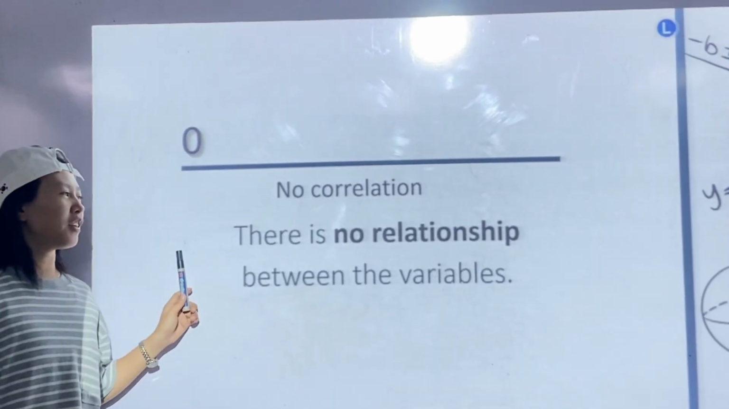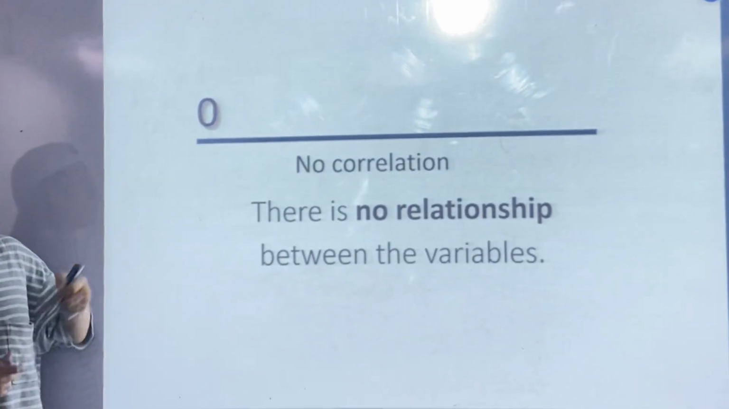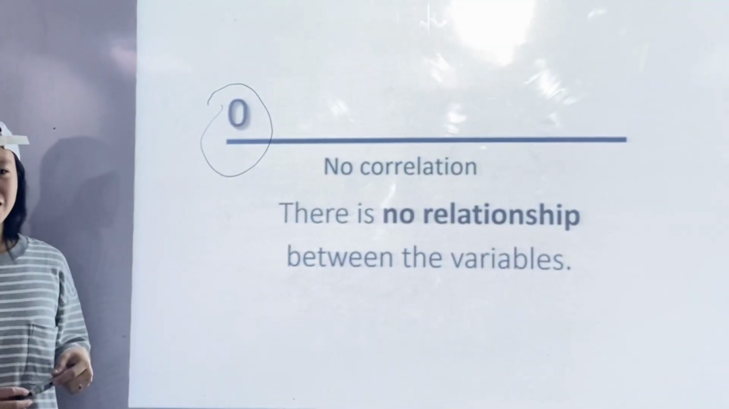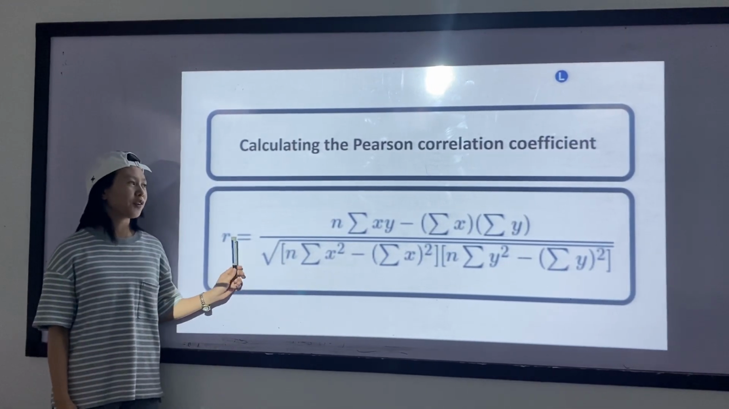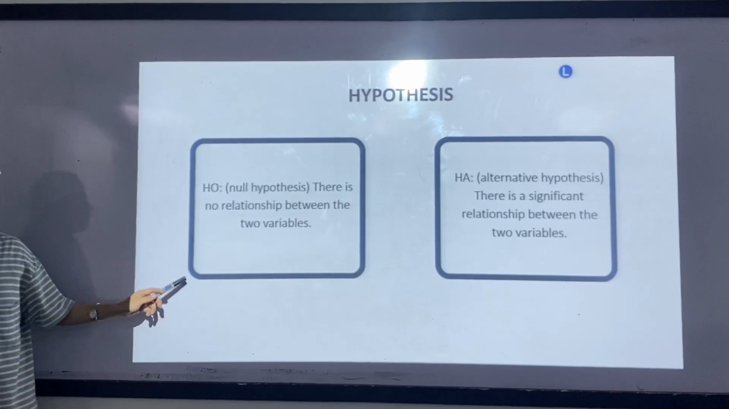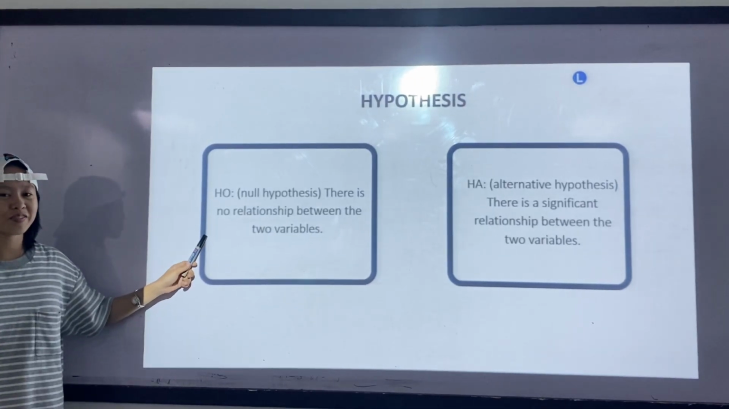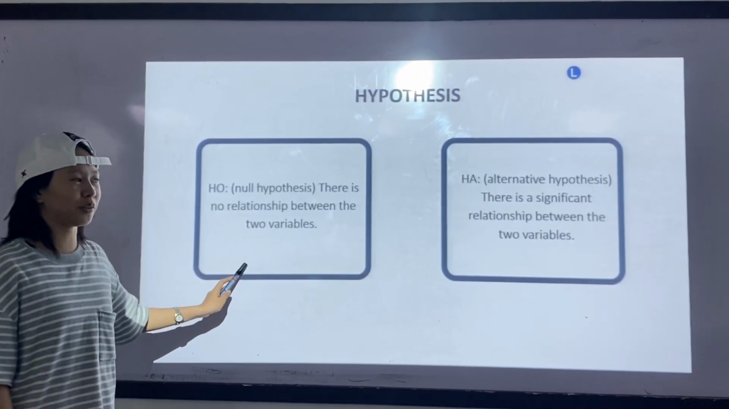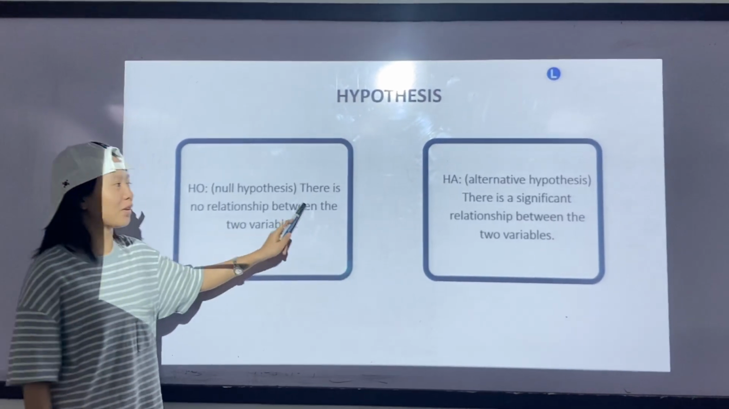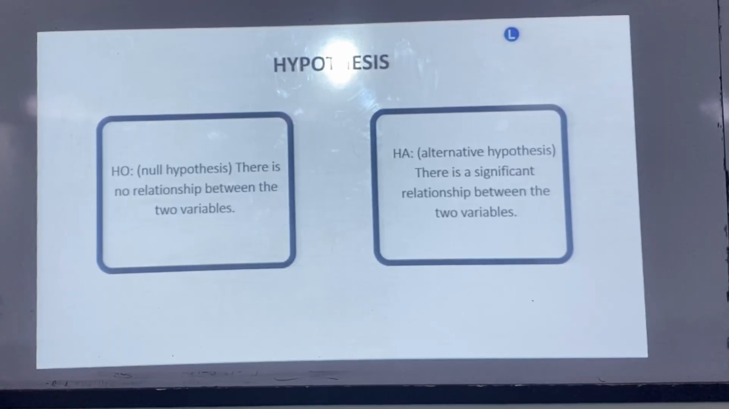And for the last one, there is no correlation, or there is no relationship between the variables. We can find that in a zero correlation coefficient. So this is the formula that we're going to use later on. Our hypothesis is a null hypothesis. If the value exceeds the range from negative 1 to 1, we will reject the null hypothesis, which will support the alternative hypothesis. You just simply put Ha if there is a significant relationship between two or more variables.